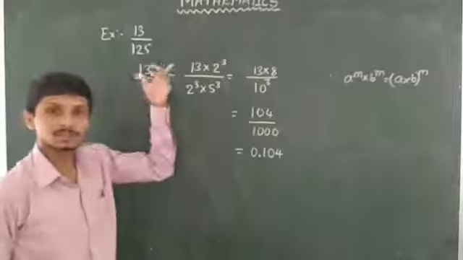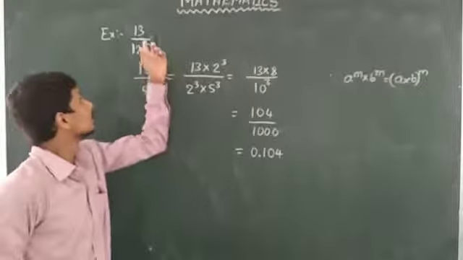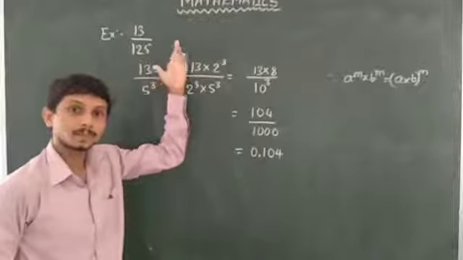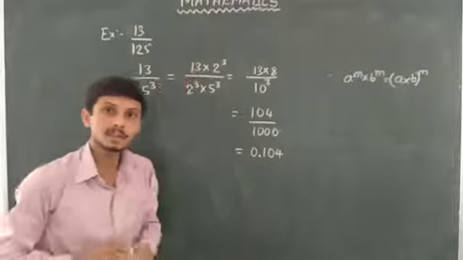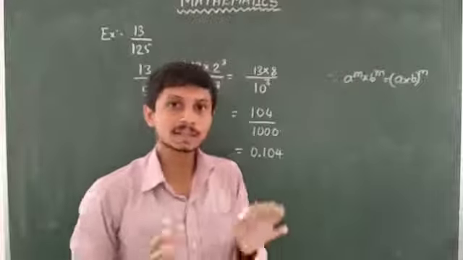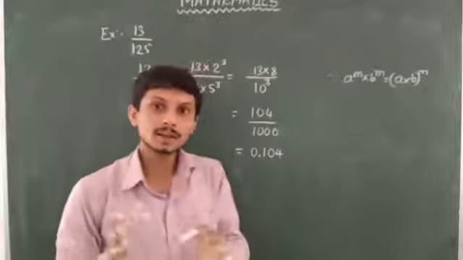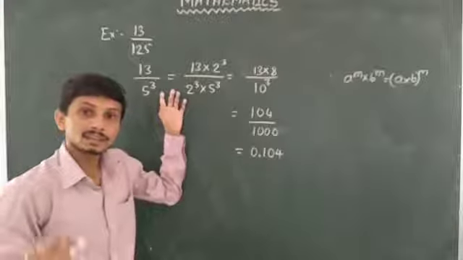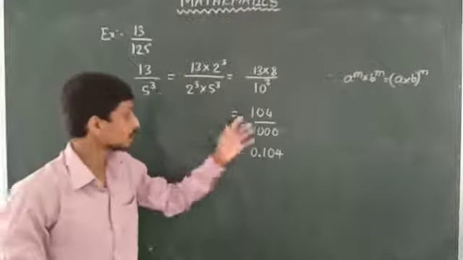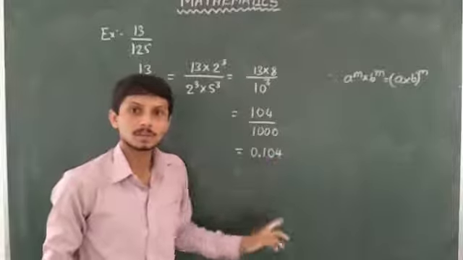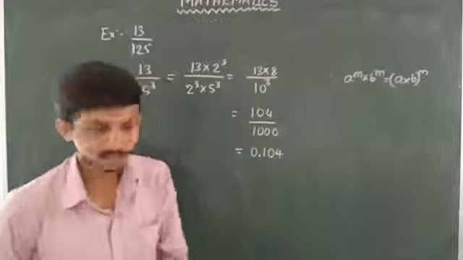Here also we can recall theorem 1.6. Theorem 1.6 told us that x can be written in the form of p by q when the denominator can be expressed in the form of 2 raised to n into 5 raised to m, where n and m are non-negative integers. Then x, that rational number, is a terminating decimal number. So we already proved it. So let us take one last example.